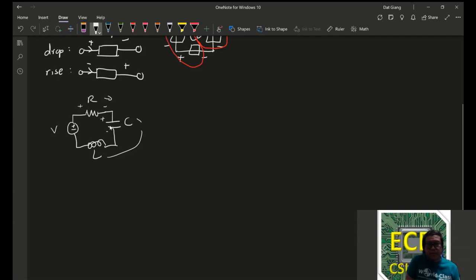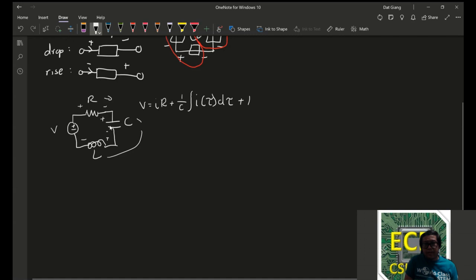So let's assign polarity to parts that haven't already been given. We have V is equal to IR plus 1 over C, the integral of I tau d tau, plus L di/dt. Now, for the time being, for the viewer, this is simply the result that we get for a capacitor and for an inductor. But if the viewer has not seen the result just yet, they can safely ignore this.